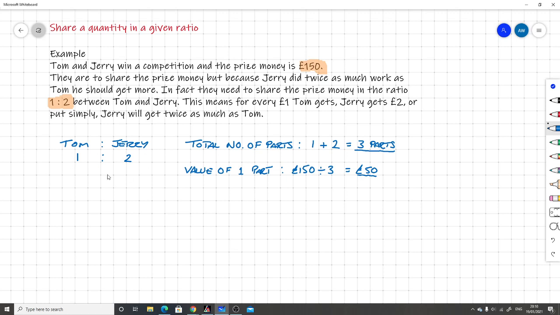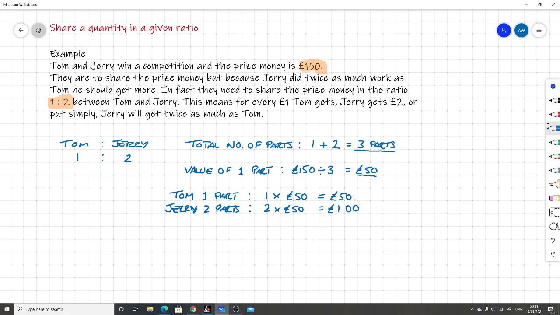Okay, and this ratio is very simple. So Tom is only getting one part, so Tom's one part is 1 times 50. You wouldn't normally do this. I'm just doing this for the example. 1 times £50 is obviously £50, and Jerry gets 2 parts. He worked twice as hard. That's 2 times the value of one part, £50 there, which is of course £100.